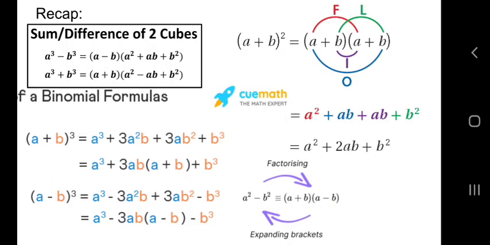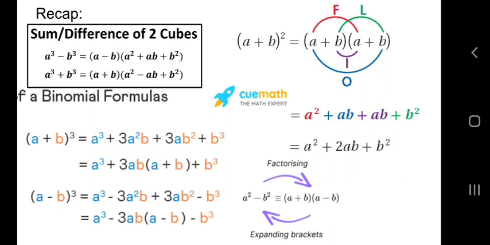Okay, so let's just recap the things that we've been talking about yesterday and with the homework problems that were given out yesterday and that we covered today. Let's just recap the different algebraic formulas that we have used.